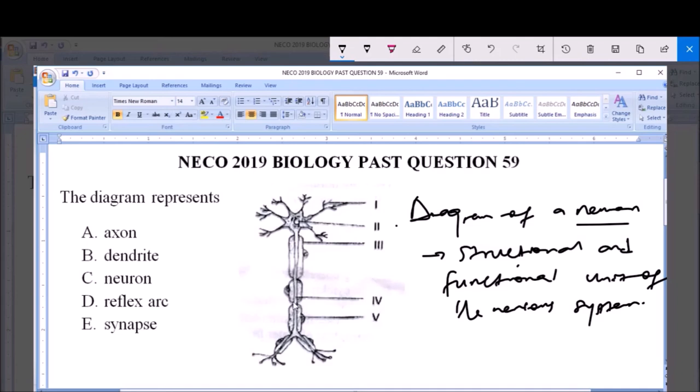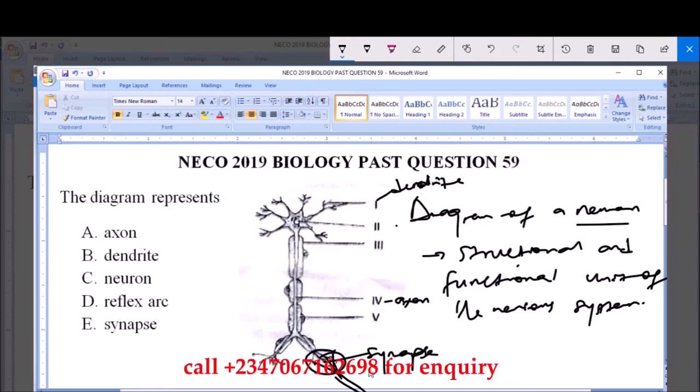Option A says an axon. Now this is an axon. This four here represents an axon. Option B says dendrites. This one here is a dendrite. All these are parts of the neuron. The axon and the dendrites are parts of the neuron. Now E says synapse. A synapse is formed when this neuron communicates with another neuron, that is, communicates to the synaptic cleft of another neuron. That point, that junction where they communicate, is known as a synapse.